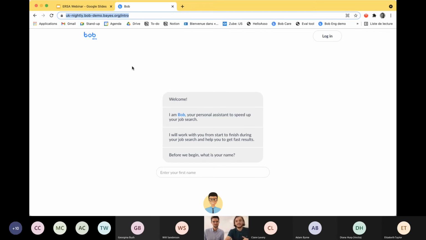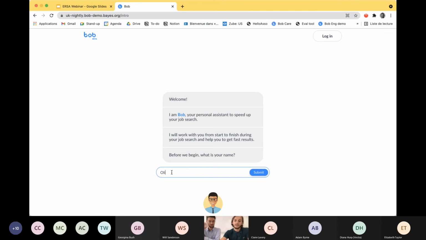So here what you will see is Bob in motion for the job seeker platform that we've been designing. It starts first with an onboarding questionnaire. Deliberately, we've made it quite short because we don't want to burden a job seeker with another administrative form to fill in. The idea is to gather the necessary data so that Bob can run and then give the diagnostic and the action plan.